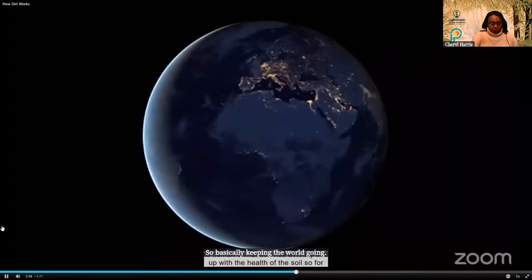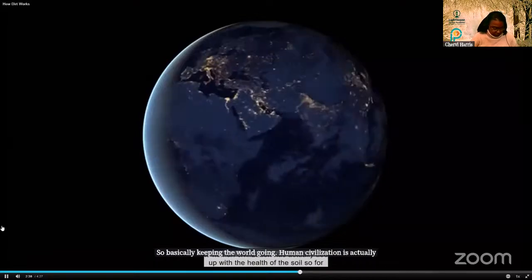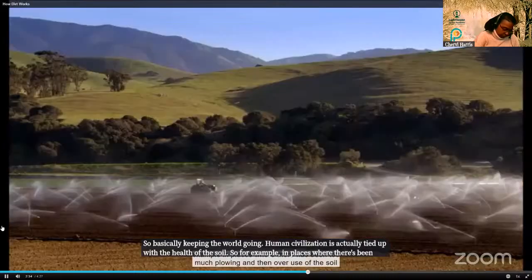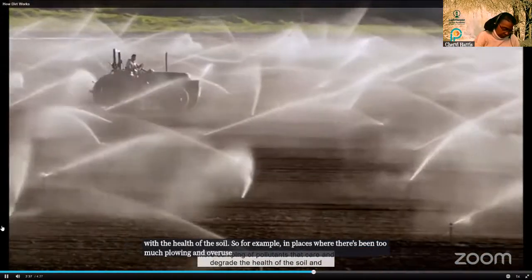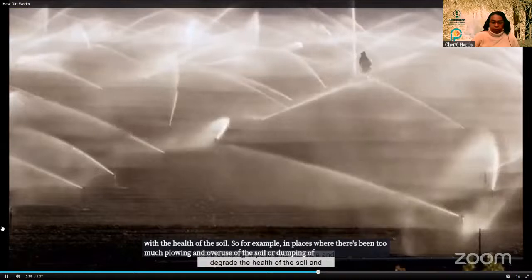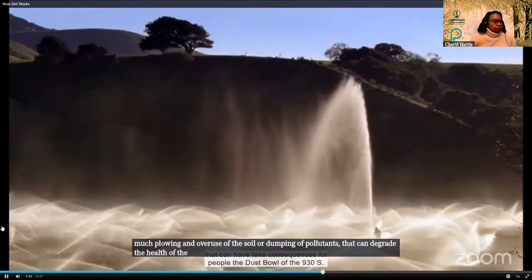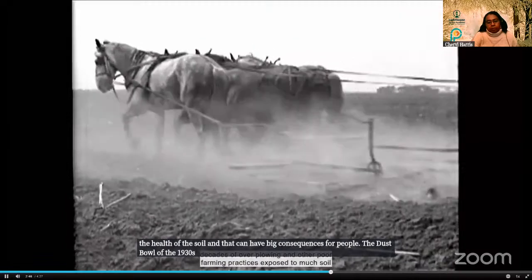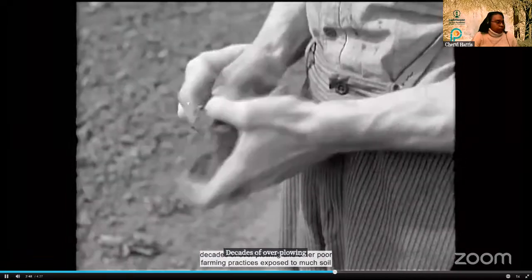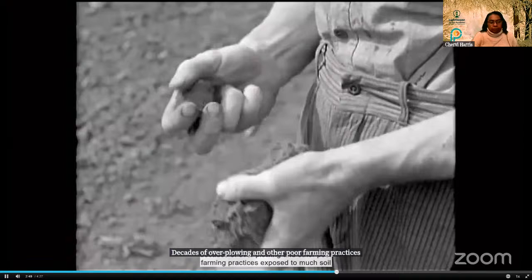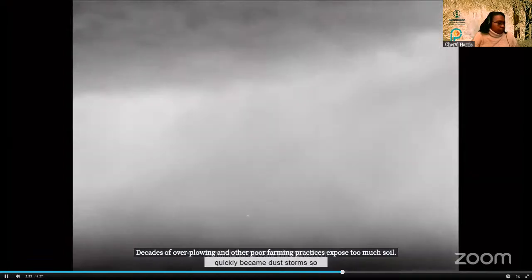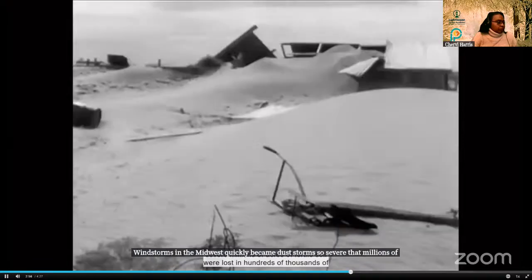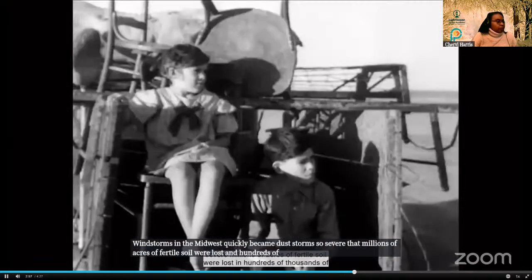Human civilization is actually tied up with the health of the soil. So for example, in places where there's been too much plowing and overuse of the soil or dumping of pollutants, that can degrade the health of the soil, and that can have big consequences for people. The Dust Bowl of the 1930s. Decades of overplowing and other poor farming practices exposed too much soil. Common windstorms in the Midwest quickly became dust storms so severe that millions of acres of fertile soil were lost and hundreds of thousands of people were forced to move.